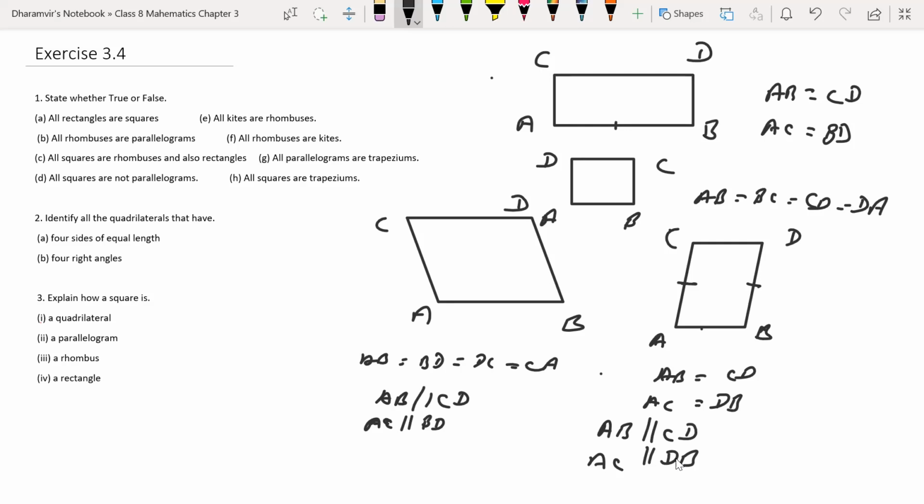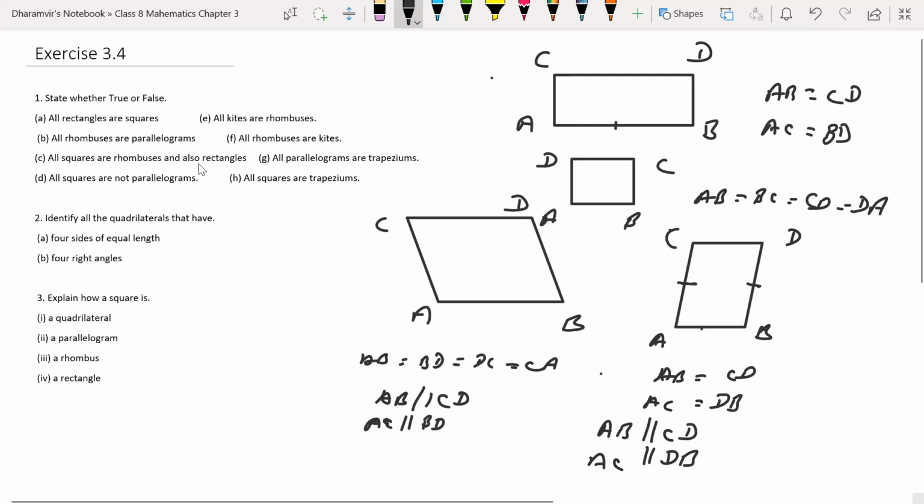Each angle of a square and a rectangle is a right angle. Hence, all squares are rectangles. But all rectangles are not squares. All squares can be rectangles, but rectangles cannot necessarily be squares. Hence, all squares can be rhombuses.